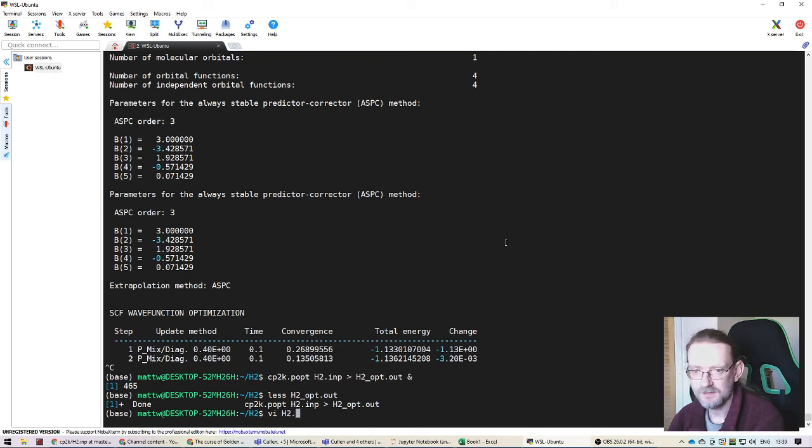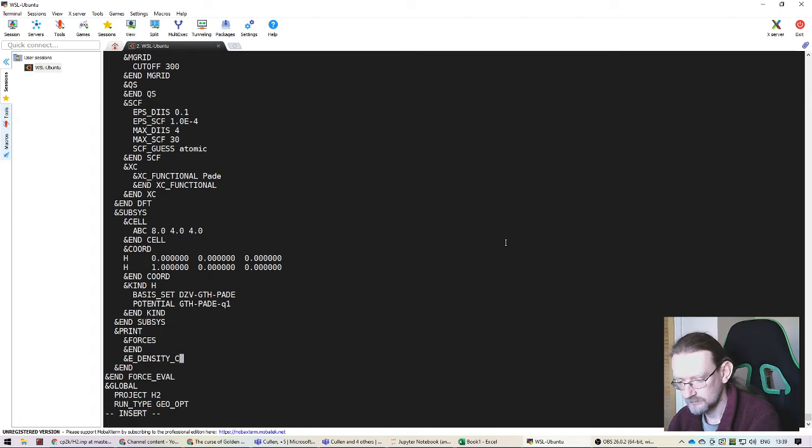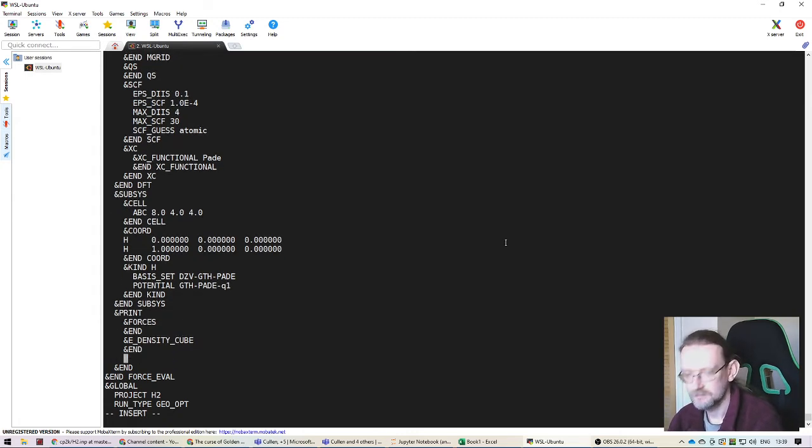Let's just get a couple more things printed out. Let's print out the electron density, and something again we'll talk about later.